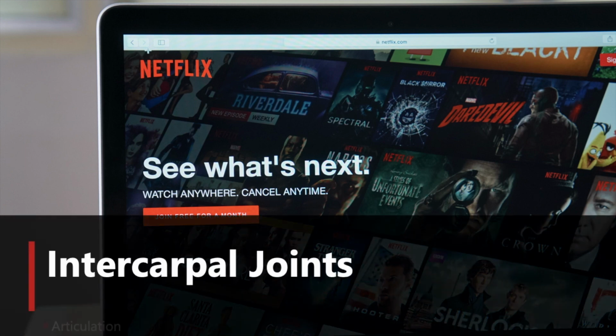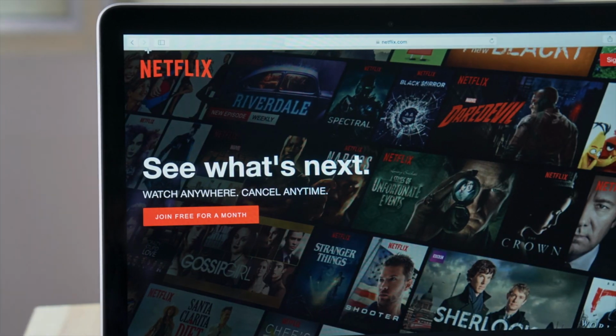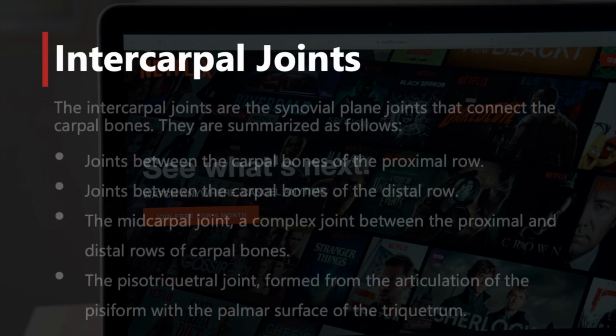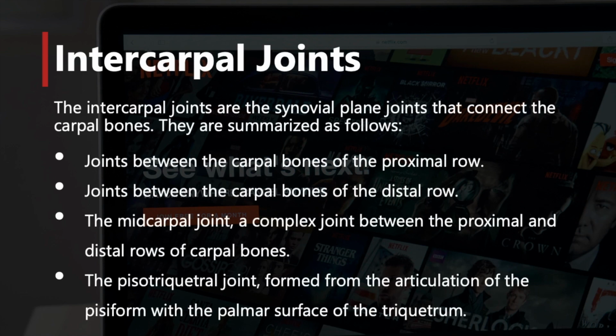So the intercarpal joints, or the joints of the hands and fingers, are pretty straightforward and quite simple. The intercarpal joints are the synovial plane joints that connect the carpal bones, and they gather at the set of joints that follow. The joints of the proximal carpal row that connect the adjacent surfaces of the scaphoid, lunate, and triquetrum bones. The joints of the distal carpal row via which the adjacent surfaces of the trapezium, trapezoid, capitate, and hamate bones articulate, the mid-carpal joint by which the carpal rows articulate with each other, and the pisotriquetral joint formed by the articulation of the pisiform with the palmar surface of the triquetrum.